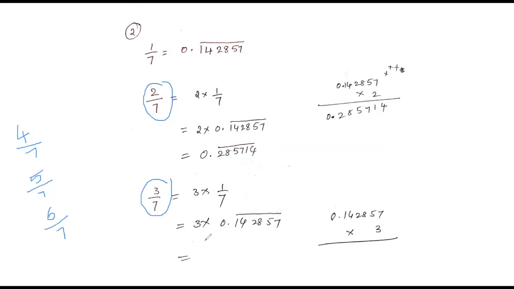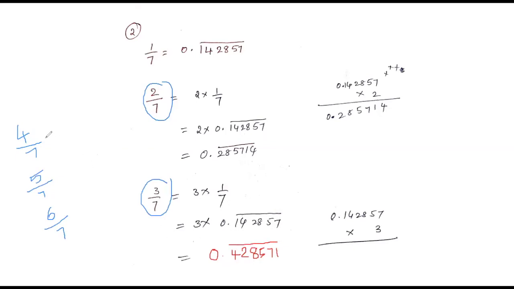So, what is the 3 by 7 answer? 3 by 7 is 0.428571. Yes, sir. Very good. Here the answer is 0.428571 with a bar over the whole block. Carry on, children. 4 2 8 5 7 1. Very good. Whole bar.